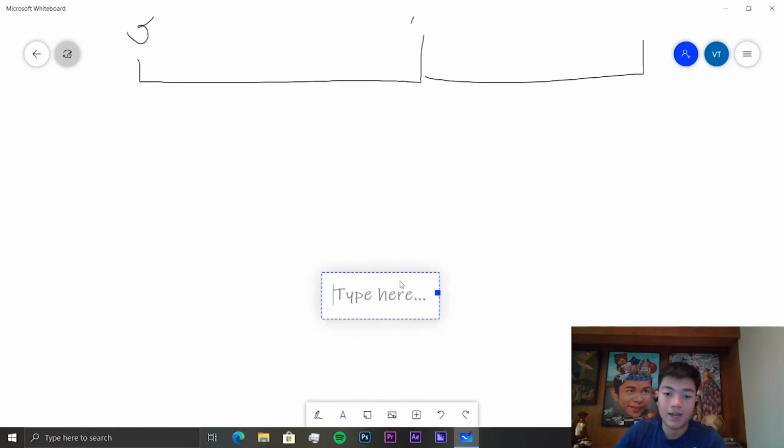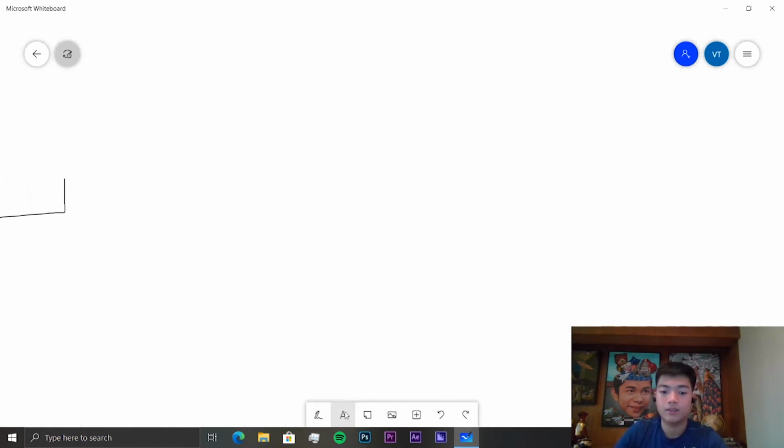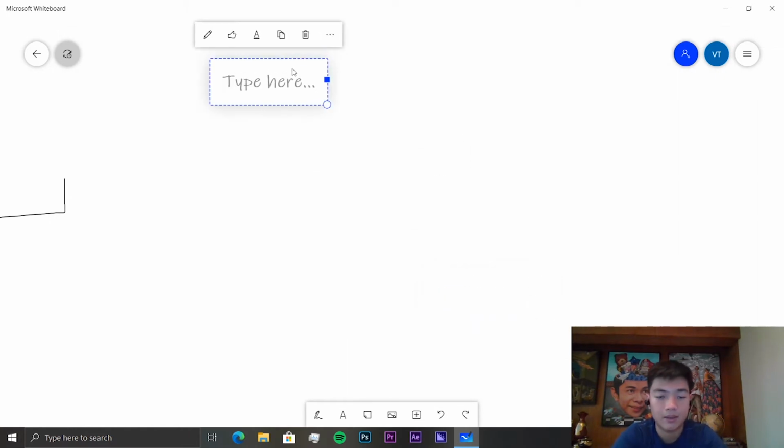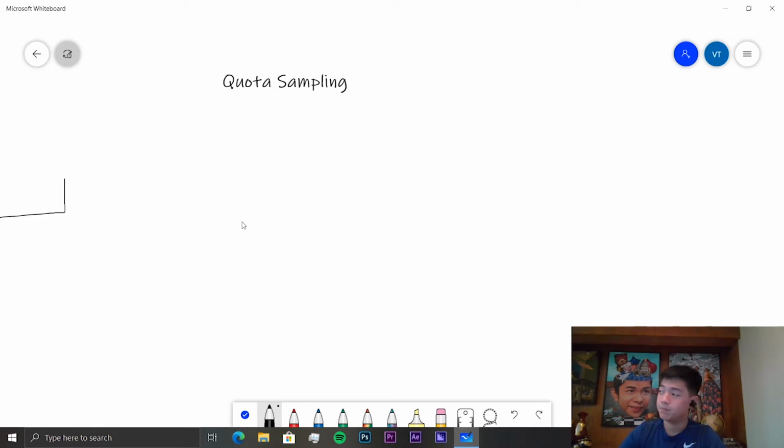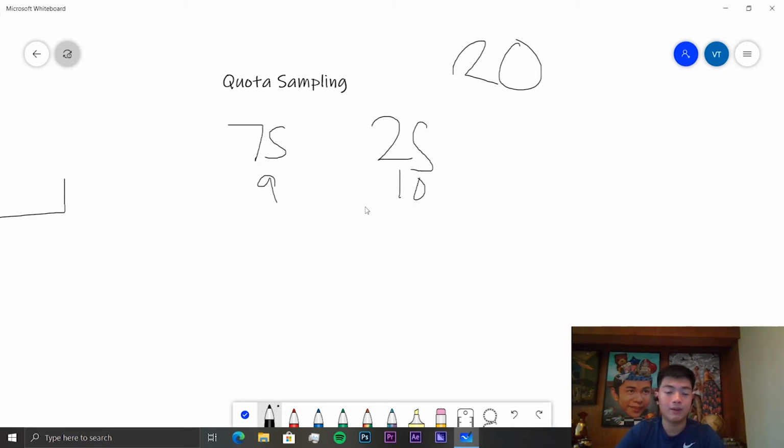Next we have quota sampling. This is much like stratified sampling, but takes a sample size from each group in proportion to the size of the population. So this is where we already know something previously about the population. Say that we are surveying a school that has 75 kids in 9th grade and 25 kids in 10th grade. And we still need to sample 20 of this total population.